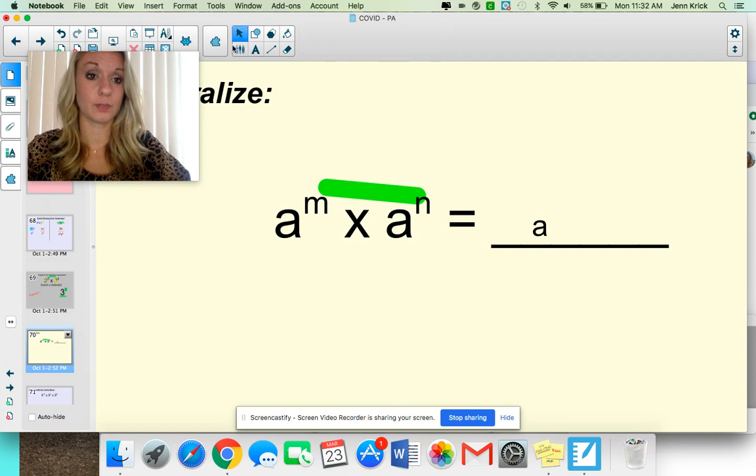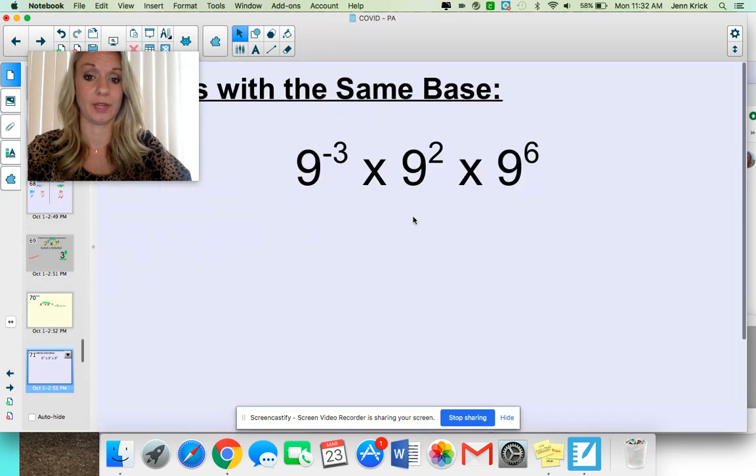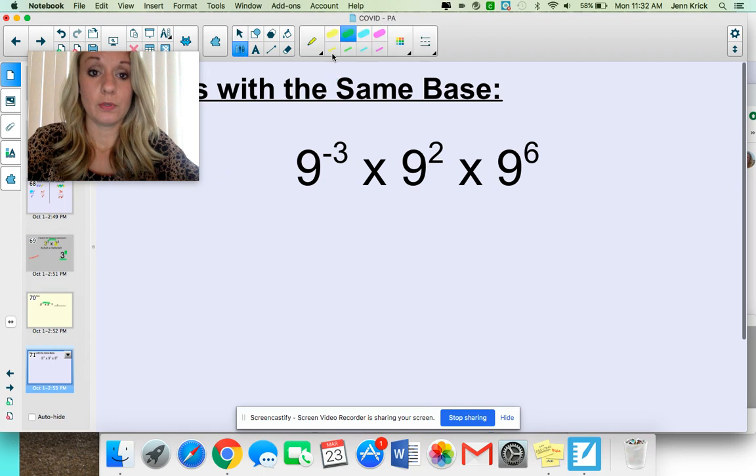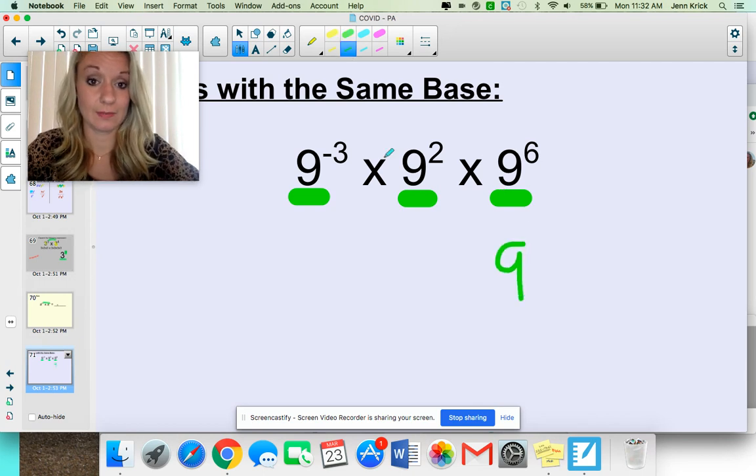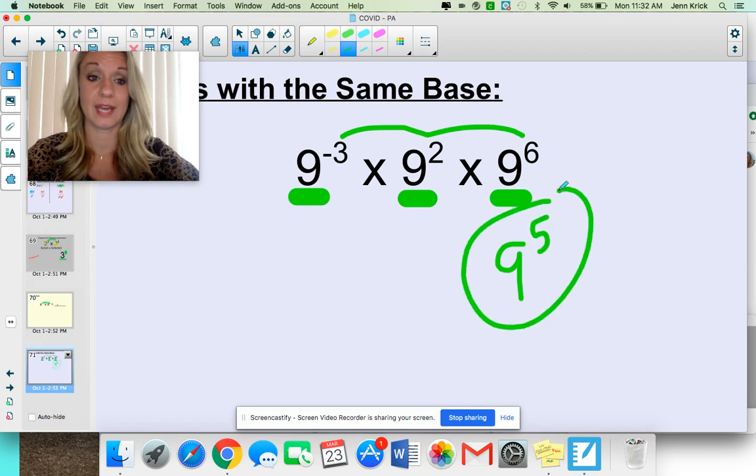Okay, now let's put numbers with it so we can kind of bring some more life to it. So notice that I have 9, 9, and 9. That means that 9 is my base, and it's going to stay as my base. And then because we're just multiplying, you're just going to add these all together. So negative 3 plus 2 is negative 1. Negative 1 plus 6 is 5. So if I simplified this, it would just be 9 to the 5th power.